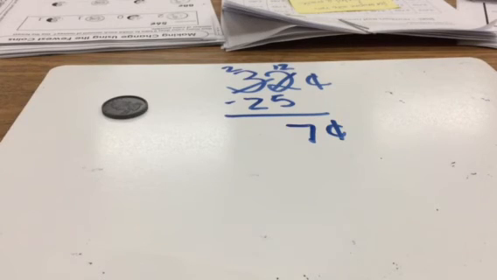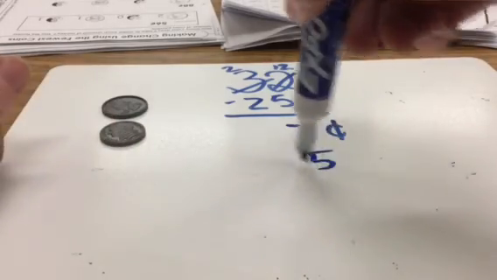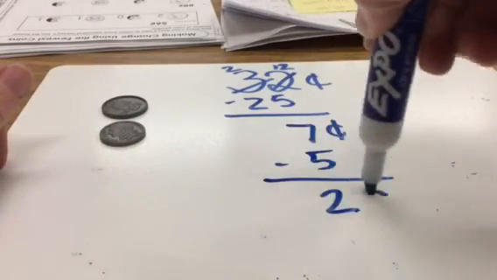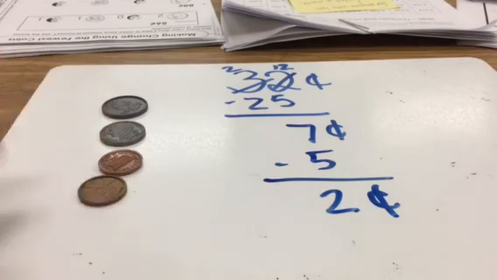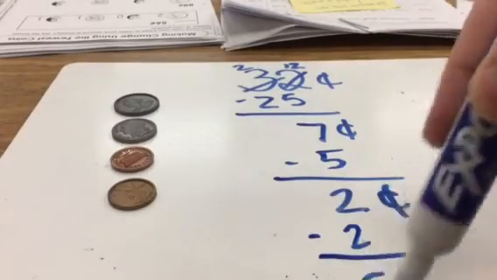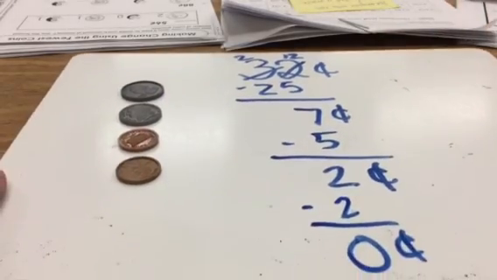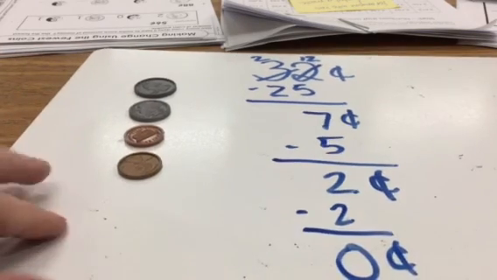Can I use a nickel? Well, a nickel is 5, so I can use that. And that gives me 2 cents left, and I know that I make 2 cents by using 2 pennies, so there we go. And we have nothing left that we have to make. So 1 quarter, 1 nickel, and 2 pennies.